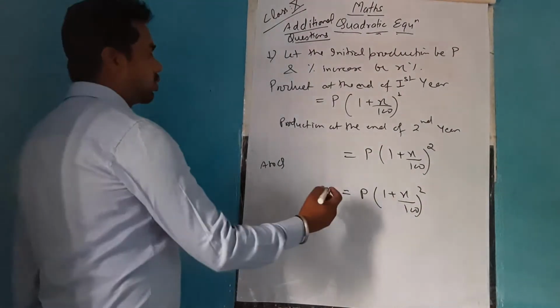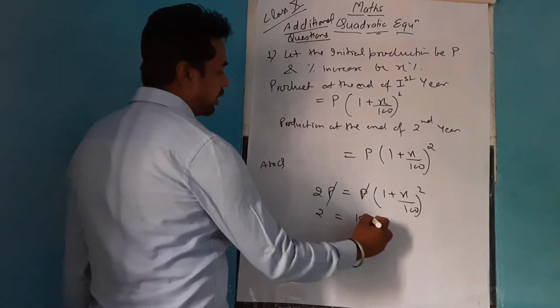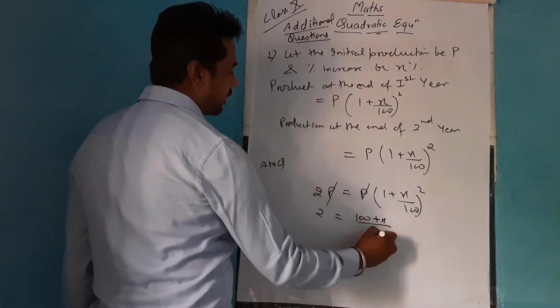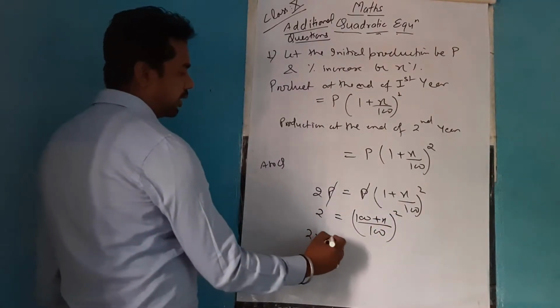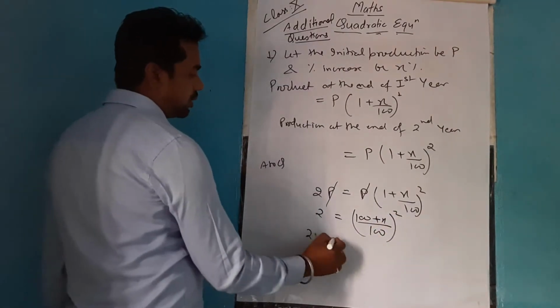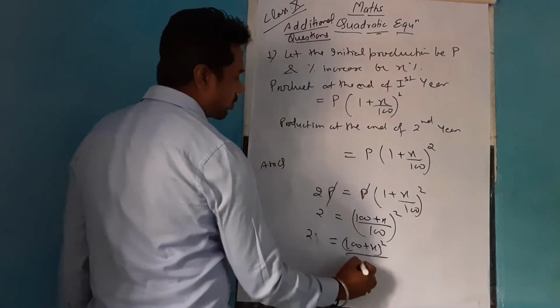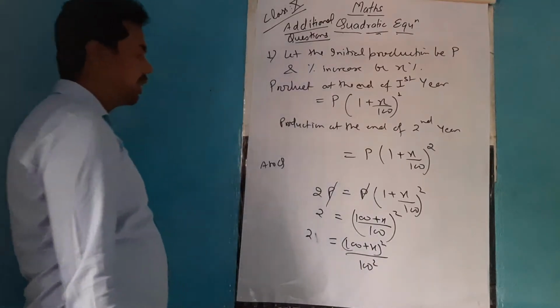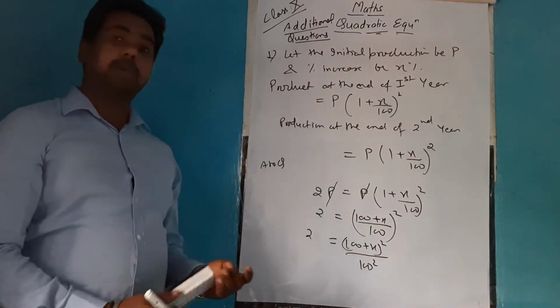So when we solve for X, as P is cancelled, this becomes 2 equals (100 + X)/100 whole square. Now this could also be written as (100 + X) whole square by 100 square. Now we'll do the cross multiply.